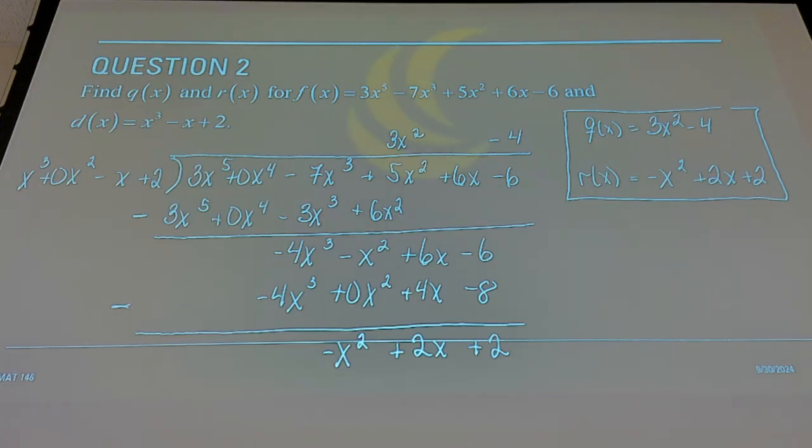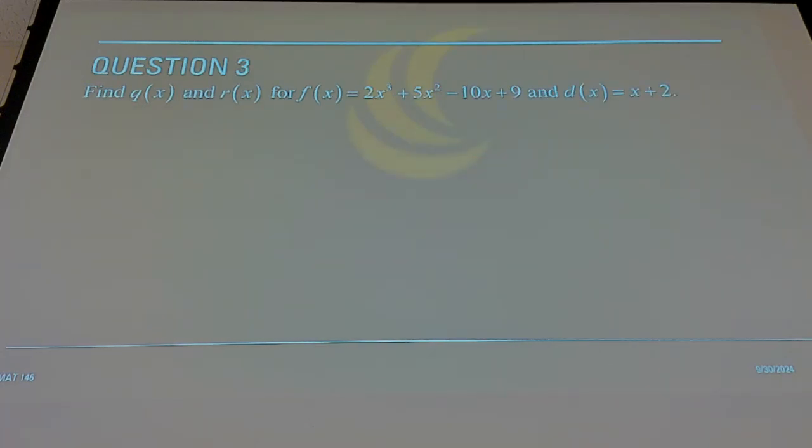There's more good news though. Most of what we're going to be dealing with will look like this. Isn't d of x of the form x minus k? Synthetic division. When finding zeros, it's usually synthetic division that you use.